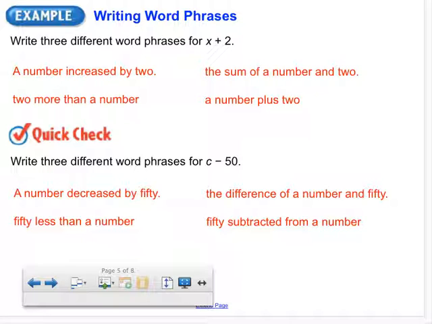Do you guys understand? And I'm trying to get you ready because on a quiz or a test, they might give you a word phrase. They might say a number divided by 13, and you're supposed to show the algebraic expression from that. So I'm just trying to get you ready for things to come. All right.